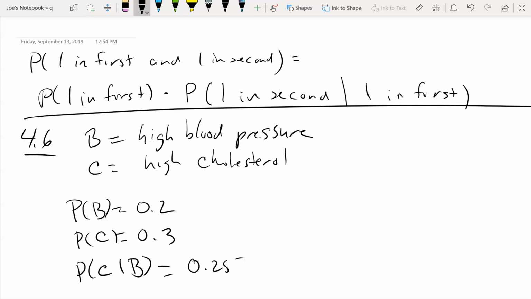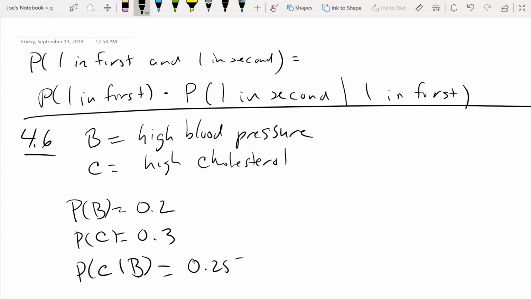How did you know the conditional was written that way as opposed to the other way around? I'm not saying you're wrong. Okay, good. Yeah, so that first sentence, it didn't say "given" in the sentence, right? It just said, of those with high blood pressure, 25% have high cholesterol. So it's the high blood pressure part that was given.